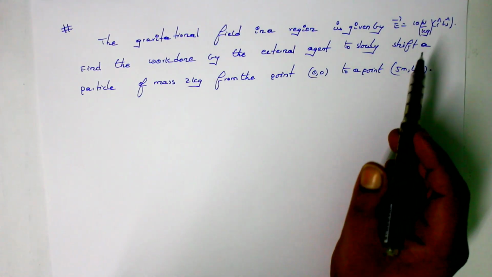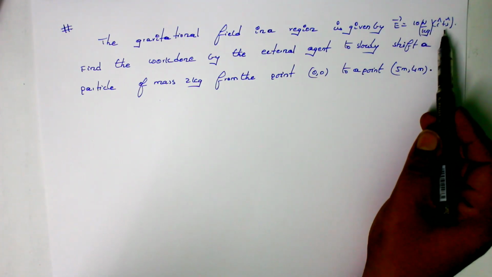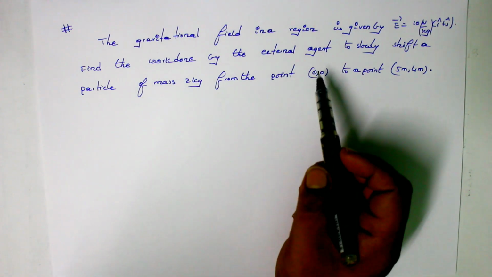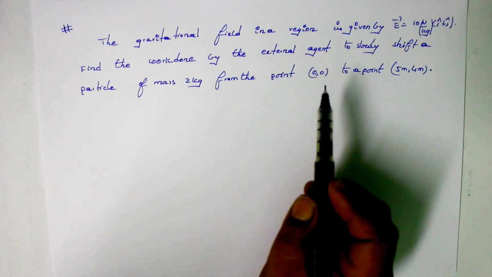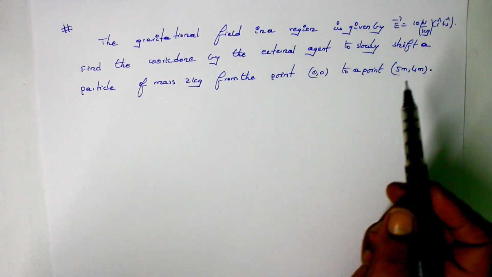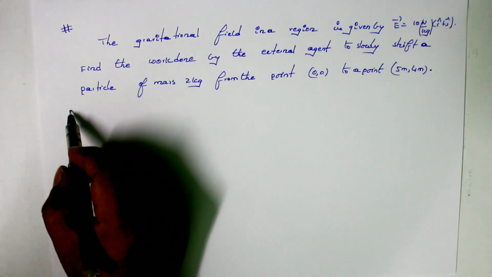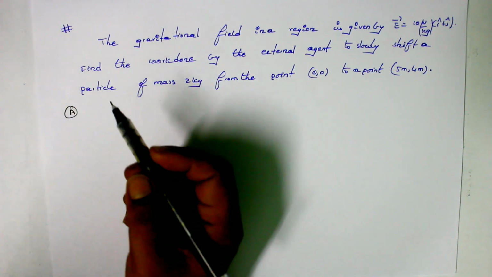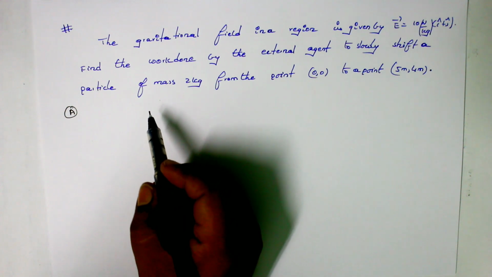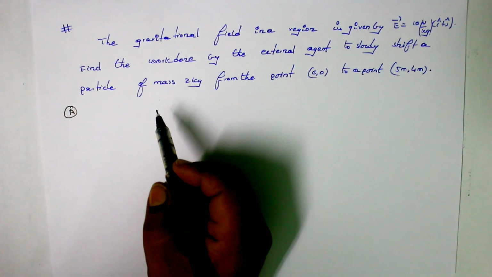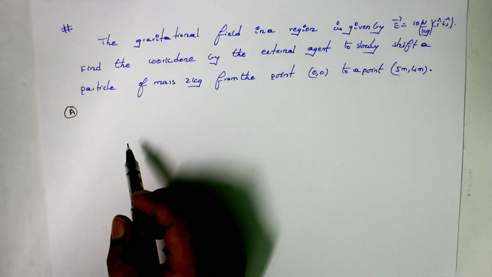The gravitational field in a region is given by 10 Newton per kg i cap plus j cap. Find the work done by the external agent to slowly shift a particle of mass 2 kg from the point (0, 0) to the point (5 meter, 4 meter). Here we are supposed to find the work done by the external agent. We know work done can be written as force into displacement, so first of all we must find the force acting on this particle.